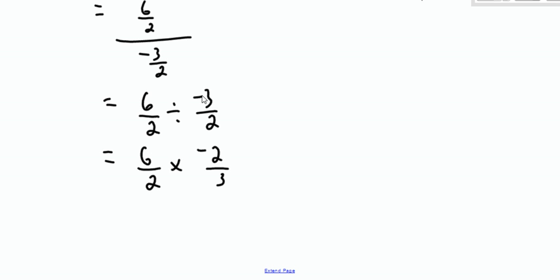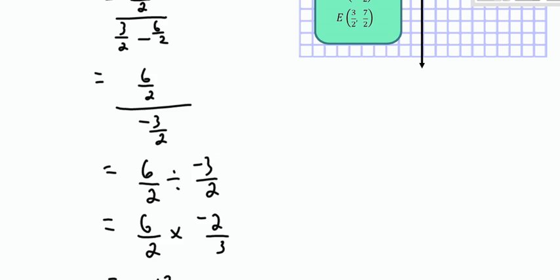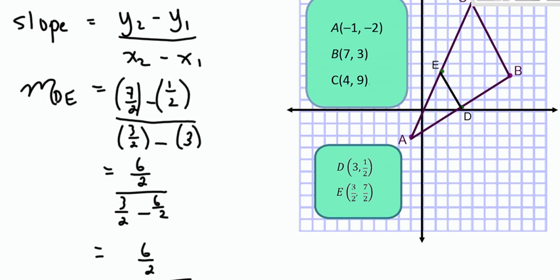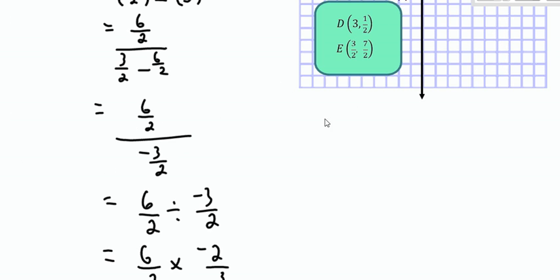So I had negative 3 over 2. The reciprocal is negative 2 over 3, and now it's a multiply question. So I get negative 12 over 6, and that reduces to negative 2. So the slope of DE is negative 2. So I'll just say the slope of DE is negative 2.